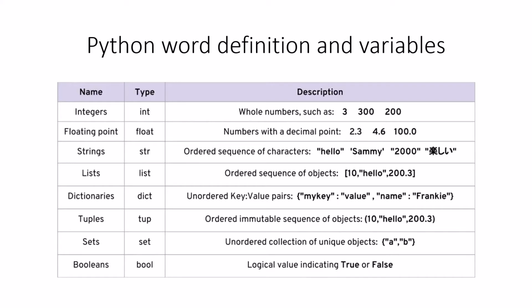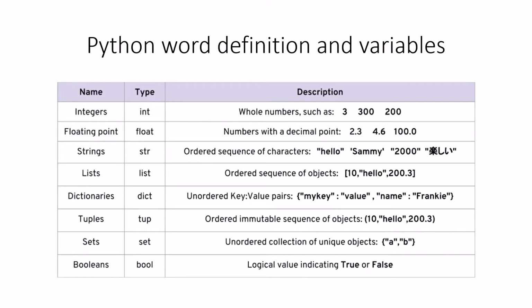So, the first type we have is an integer. It's a whole number such as 300 or 200. Then we have floating points. You can think of floating points as decimals. So decimals could be 2.3, 5.6, 4.6, or 100.0. Whenever it has a decimal in there, it means it's a float or floating point.